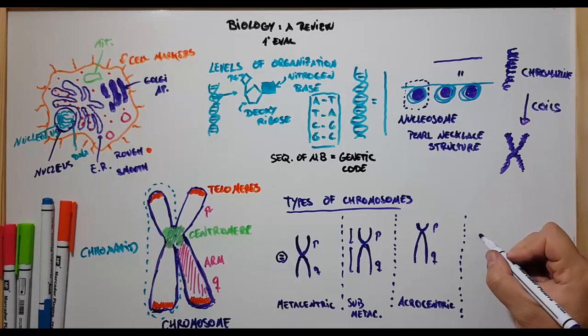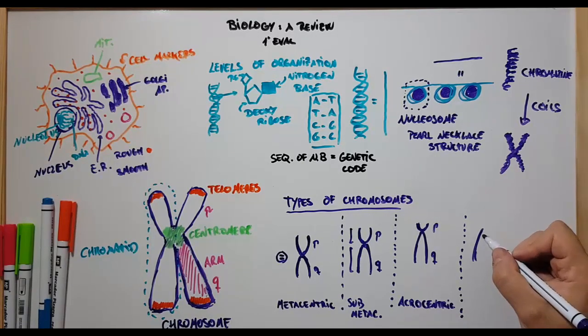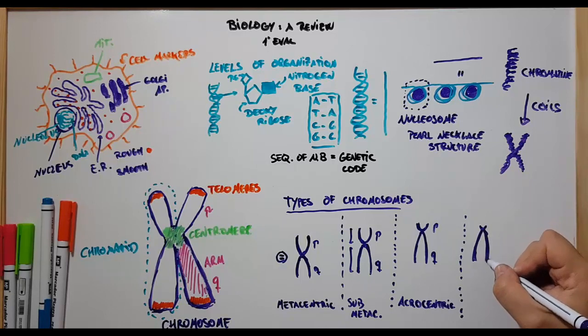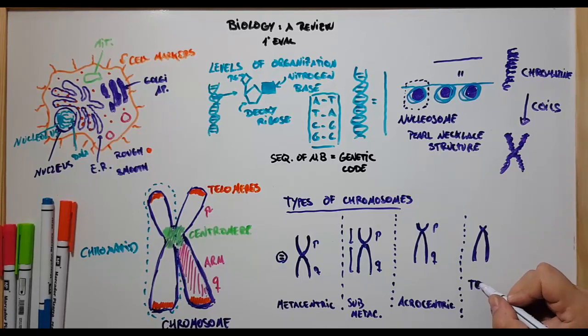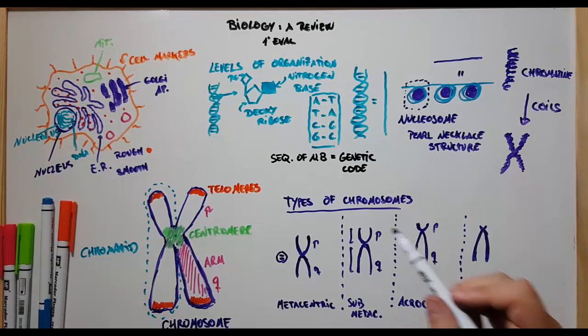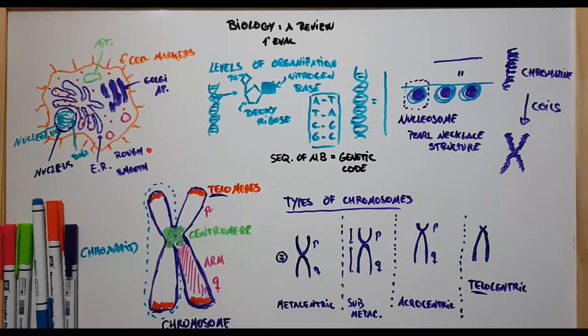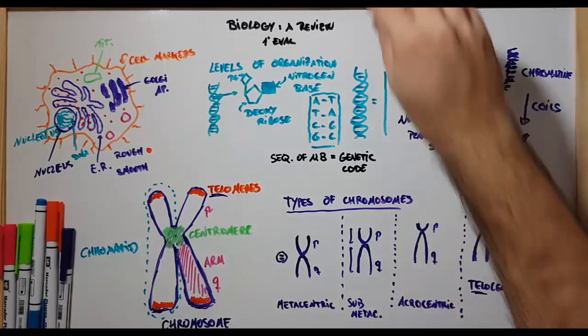And then we're going to have the telocentric chromosomes that have a little thing here. Telocentric because of the telomeres, okay? Telomeres indicate the end of the chromosome, the very end of the chromosome.